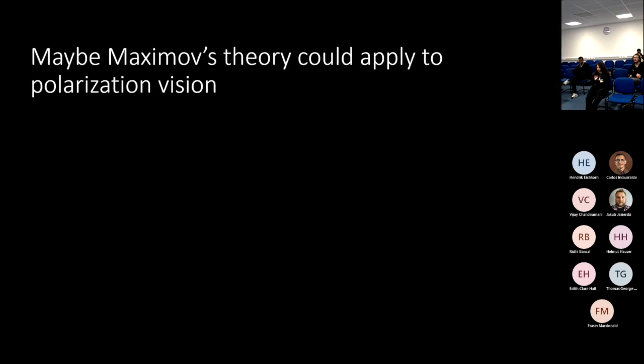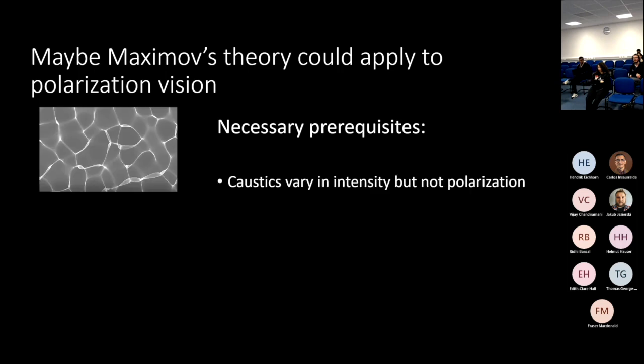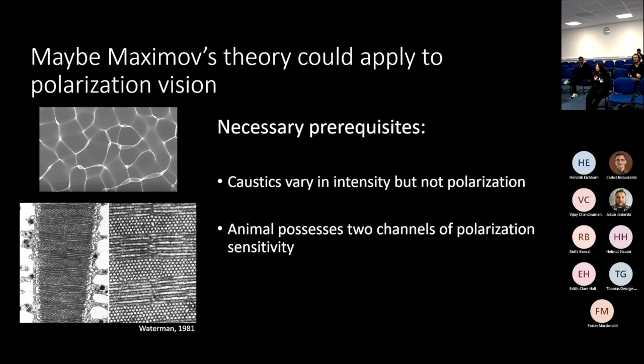We thought, our lab works on polarization, so we thought, well, actually the same could apply to polarization vision. So the necessary prerequisites: caustics need to vary in intensity, but not in polarization. The animals need to be able to see the polarization of light.